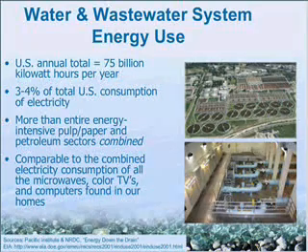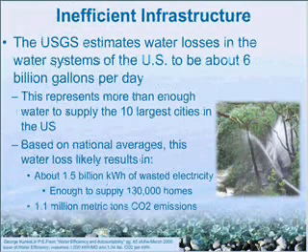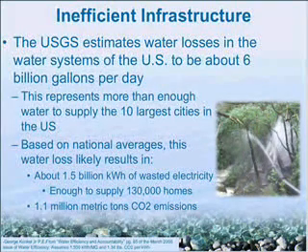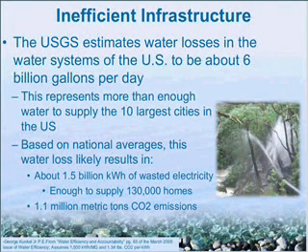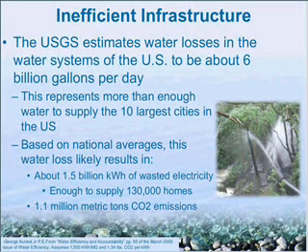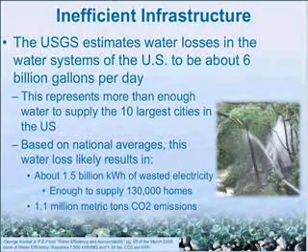And while it takes a lot of energy to provide water, we use it incredibly inefficiently. And we also manage it inefficiently. The USGS, the U.S. Geological Survey, estimates that water losses in U.S. water systems are about 6 billion gallons per day, which represents more than enough water to supply the 10 largest cities in the U.S. Now, older cities, especially on the East Coast that have aging pipes and infrastructure, some of them lose 30 to 40% of their water each day.